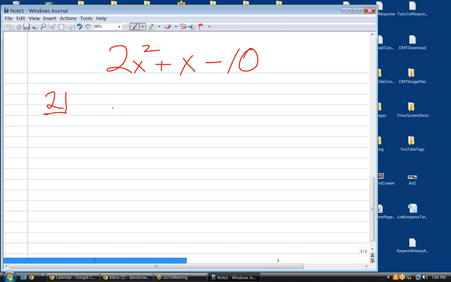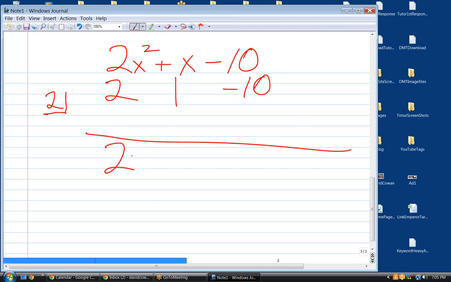Now let's synthetically divide by just the coefficients. Let me draw that line down a little bit. What's the first step? Bring the 2 down. Then multiply 2 times 2 is 4. You get 5. You multiply 5 and 2 and you get 10. And the remainder is 0.